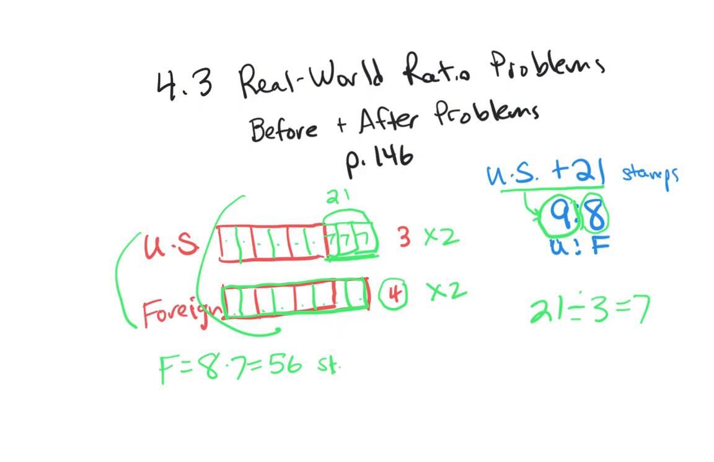And what about the U.S. stamps? Well, he's got 9 sections, and at 7 each, that's 63 stamps. So there you have it. Pretty tricky. You might want to watch that a couple of times.